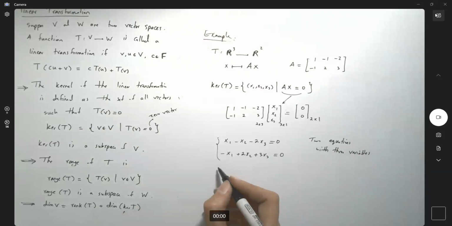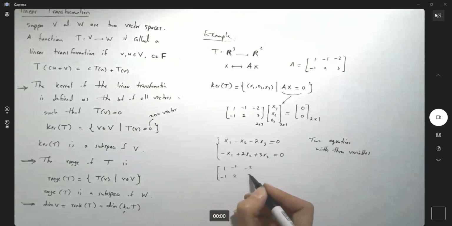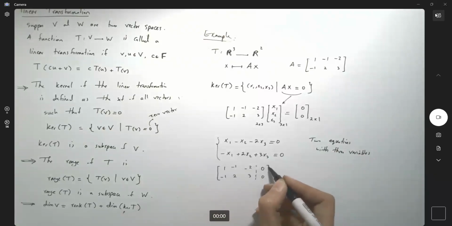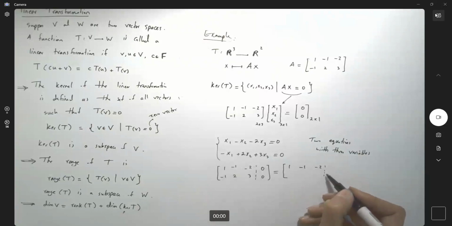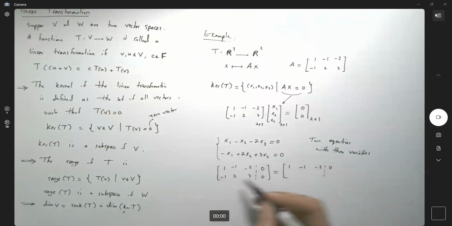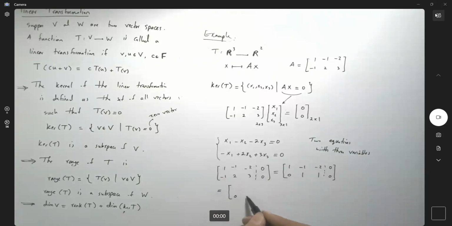Take a look at this. We have 1, -1, -2, and then 0. Here you're adding these 2 rows together: if you add these 2 together, this becomes 0, 1, 1, and 0. Then you have 1, 0, -1, and 0. So it helps you to solve the problem a little bit easier.